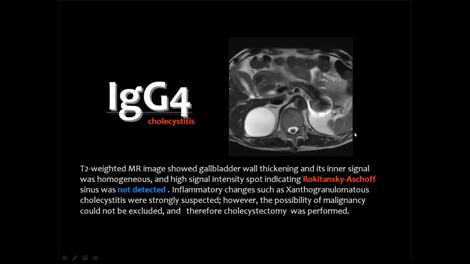Then we came to the issue of IgG4 cholecystitis, and here you see a similar example to the previously shown one, and the gallbladder has a diffuse mural thickening of low signal intensity on T2 weighted image. You remember that I have presented some of the cases with these Rokitansky-Aschoff nodules in the wall of the gallbladder, which may help to diagnose adenomyosis of the gallbladder. But here you do not see these nodules.